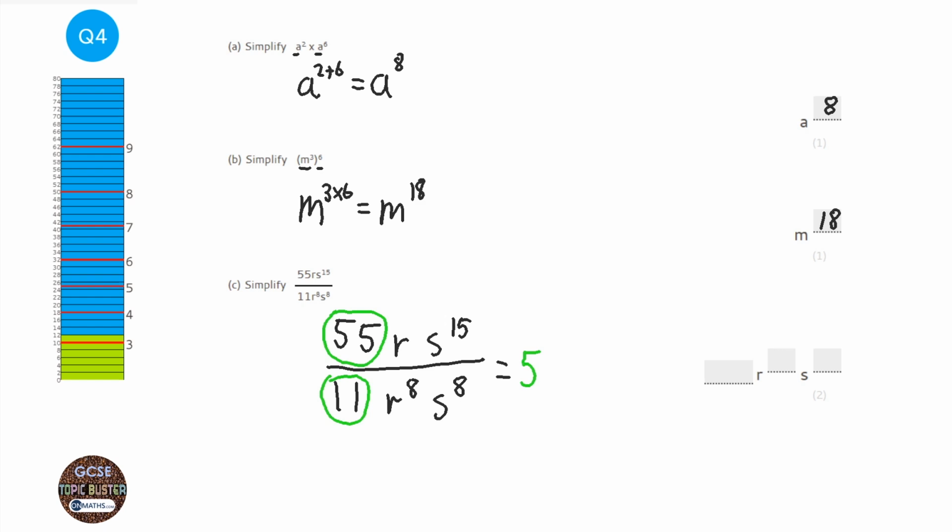Okay, so the next one, we've got the r's that we want to divide. So we've got an r at the top and an r at the bottom. Now this r at the top is technically r to the power of 1. Now when we do r to the power of 1 divided by r to the power of 8, which I'm going to write out down here so I can show you, you take away the powers. So when you times them, you add the powers. When you divide, you take away the powers. So that's r to the power of -7.